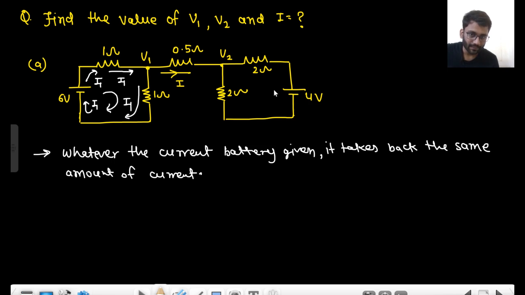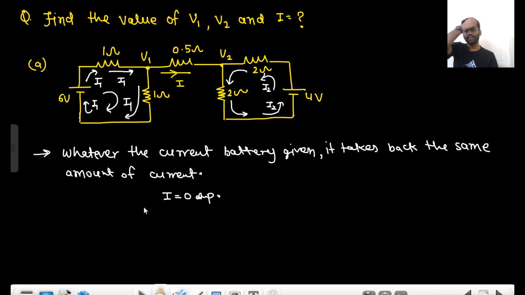Similarly with this, let's just assume it is giving you I2 current. So that means it will take back the same amount of current I2. So the same amount of current is flowing in the complete circuit. So the complete I2 current is flowing in this loop and complete I1 current is flowing in this loop. That means there is no current in this 0.5 ohm resistance. So the value of I is 0 ampere.